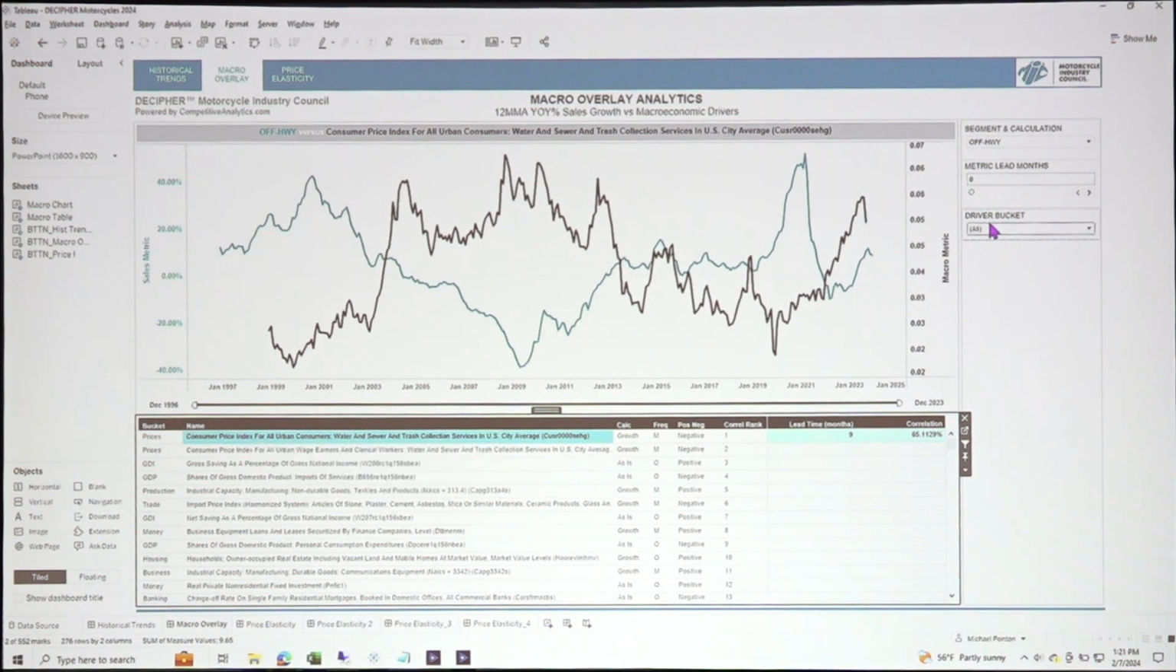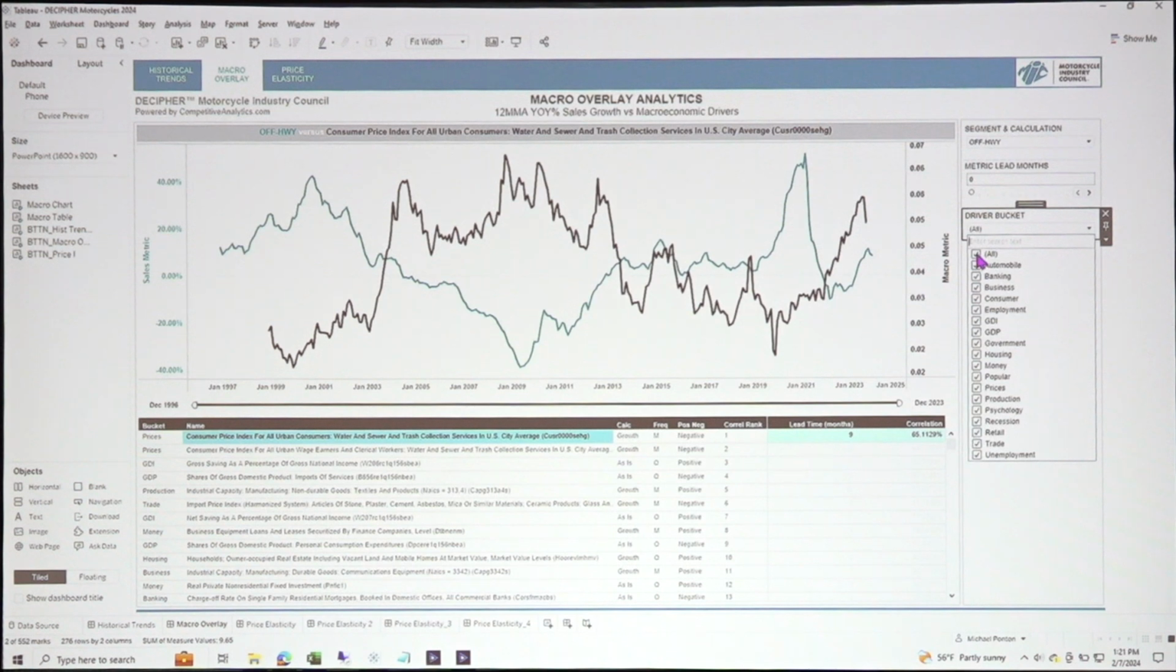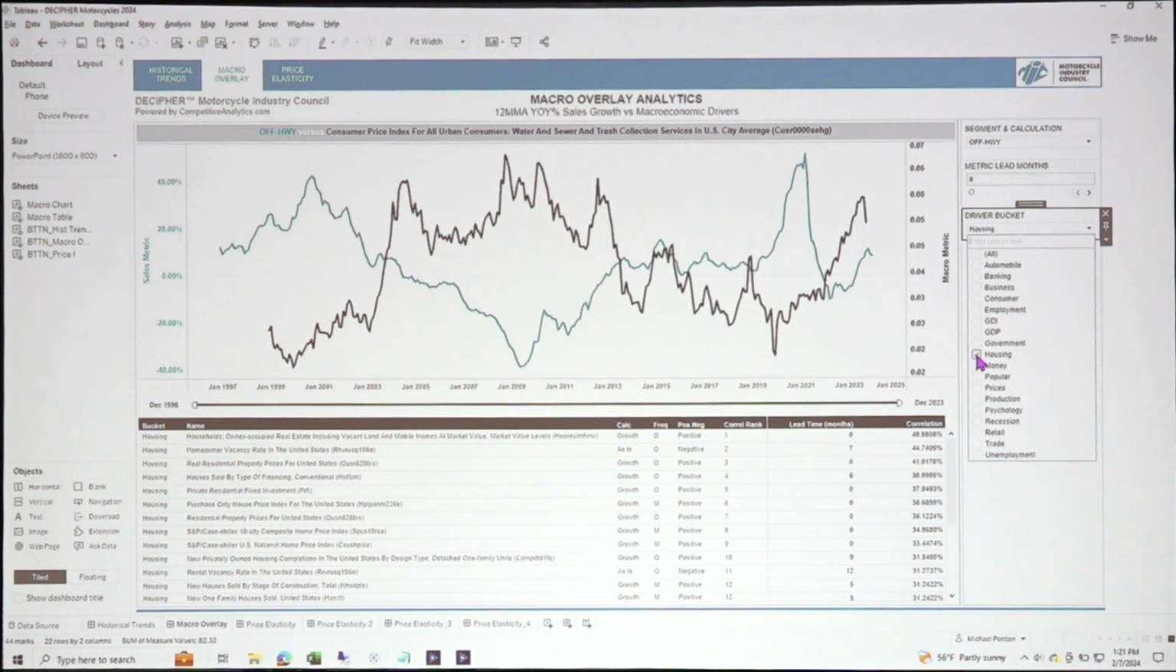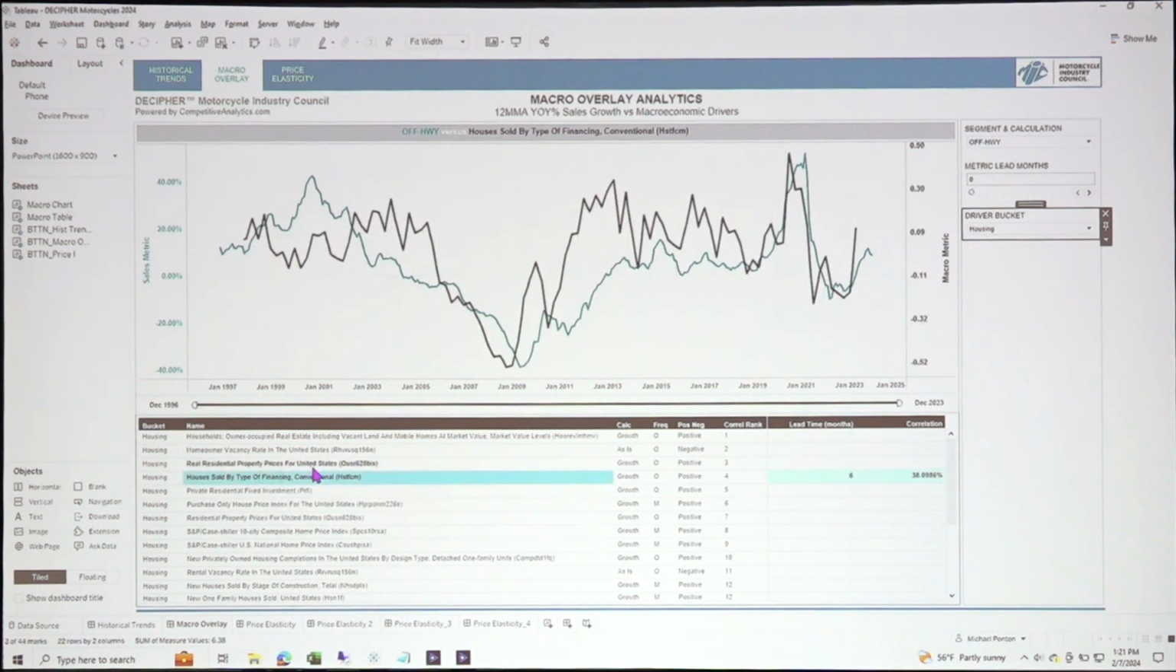And so let me pick out a specific example here and walk you through the visualization a little bit. So I'm going to go to the housing market. So we have different segments, obviously. Economic indicators are typically just thrown into segments like housing, employment, prices, and so forth. And I'll click on houses sold, conventional houses sold. And we can see, so the blue line, again, is our sales. That's our sales growth. And the black line is the economic indicator, which is houses sold by type of financing, conventional. And what this table says right here, this little 6, is that this indicator leads my sales by 6 months.